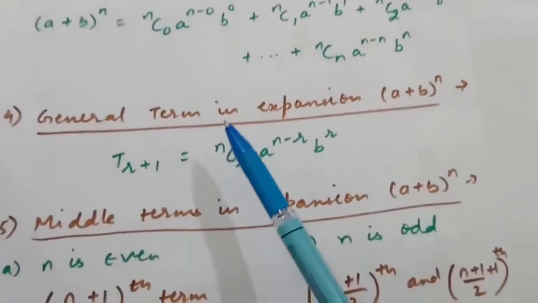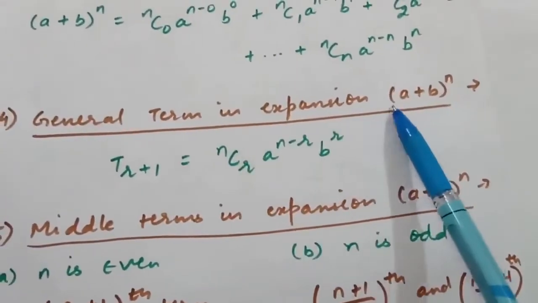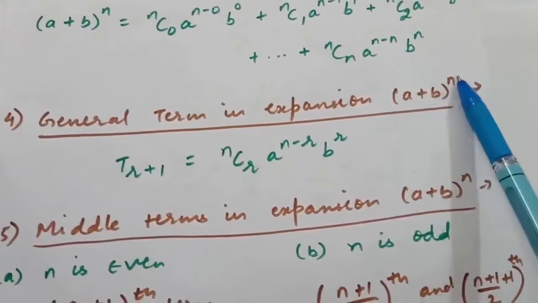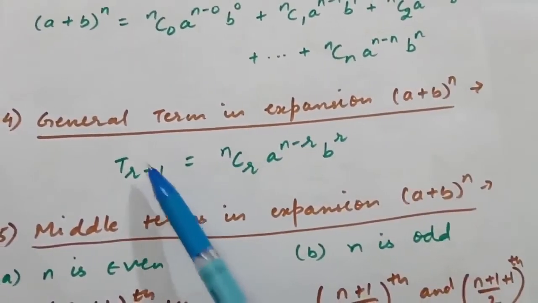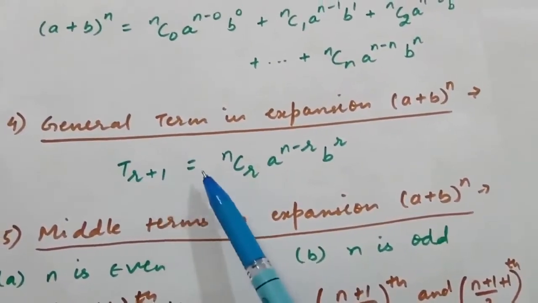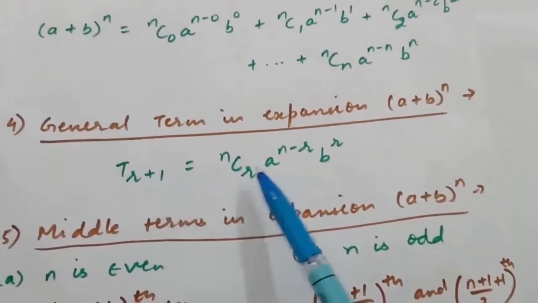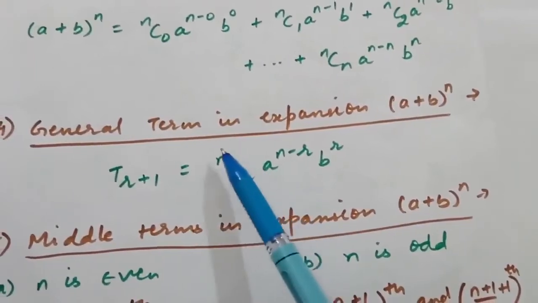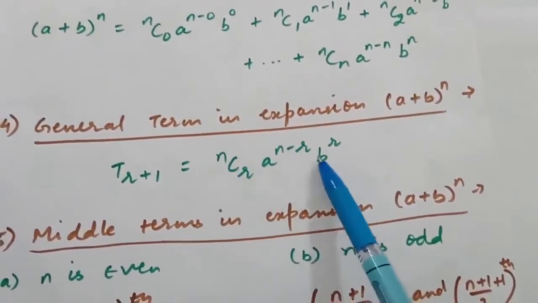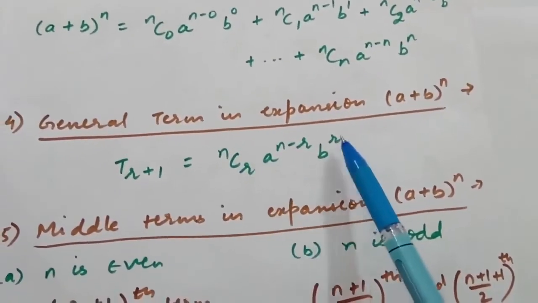Then we have studied the general term in the expansion (a plus b) whole raised to the power n. What is the general term? T(r plus 1) is equal to nCr, with r being 1 less than this number, a raised to the power n minus r into b raised to the power r.